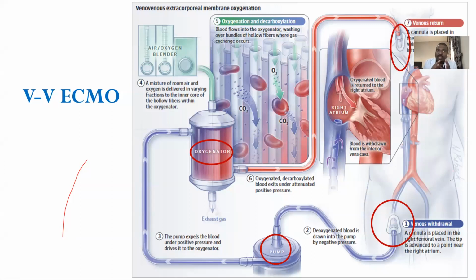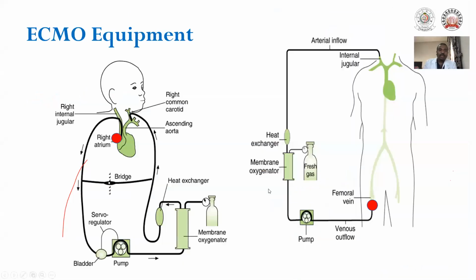Simultaneously, the oxygen leaves these fibers. A heat exchanger with the oxygenator allows control of body temperature. Oxygenated and decarboxylated blood is seen exiting. You can see the color changing in the circuit after the oxygenator. I hope you can observe this change. And under positive pressure, it will be reinfused to the patient through the internal jugular vein cannula.